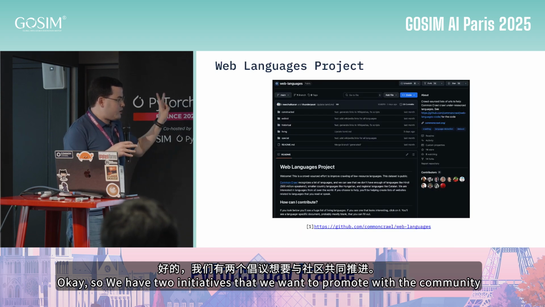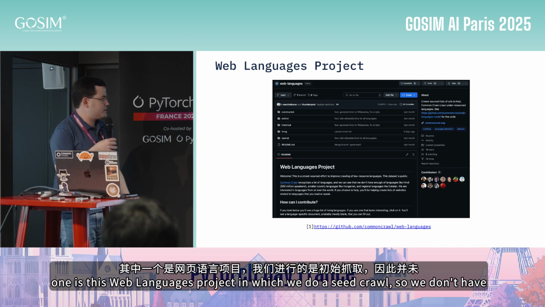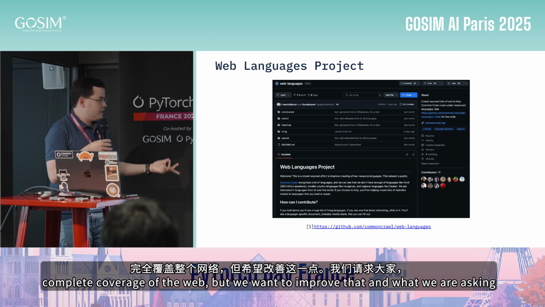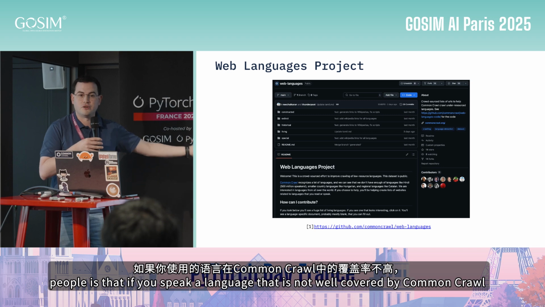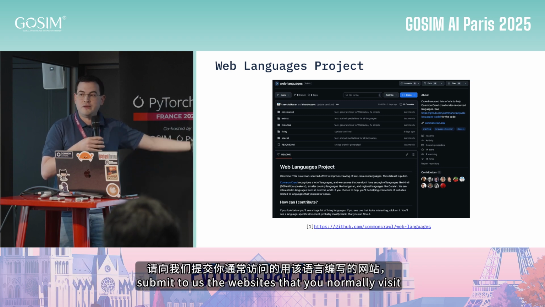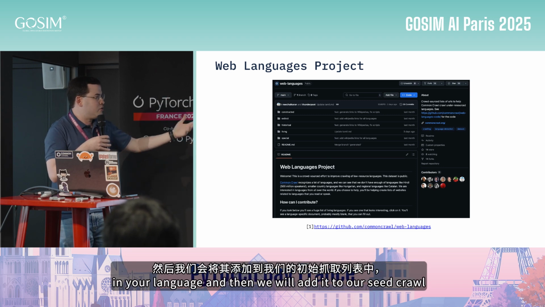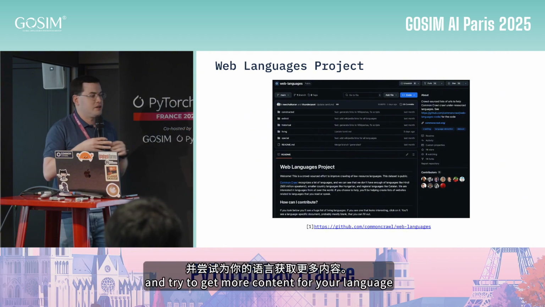So we have two initiatives that we want to promote with the community. One is the Web Languages project, in which we do a seed crawl. So we don't have complete coverage of the web, but we want to improve that. And what we are asking people is that if you speak a language that is not well covered by Common Crawl, submit to us the websites that you normally visit in your language, and then we will add them to our seed crawl and try to get more content for your language.